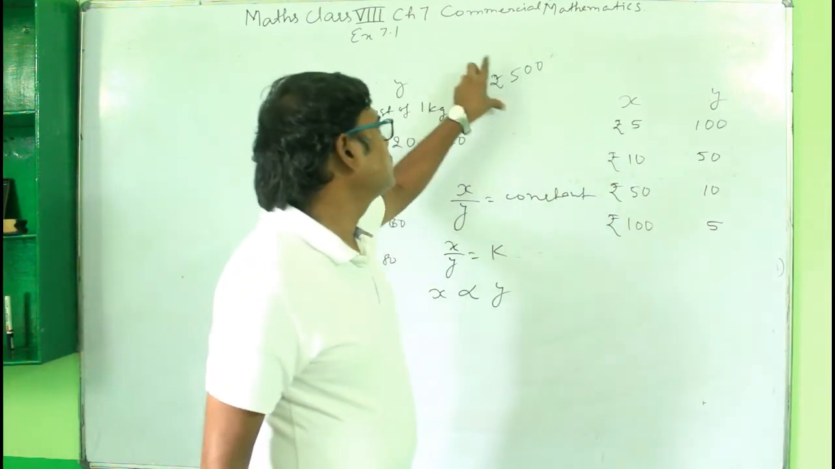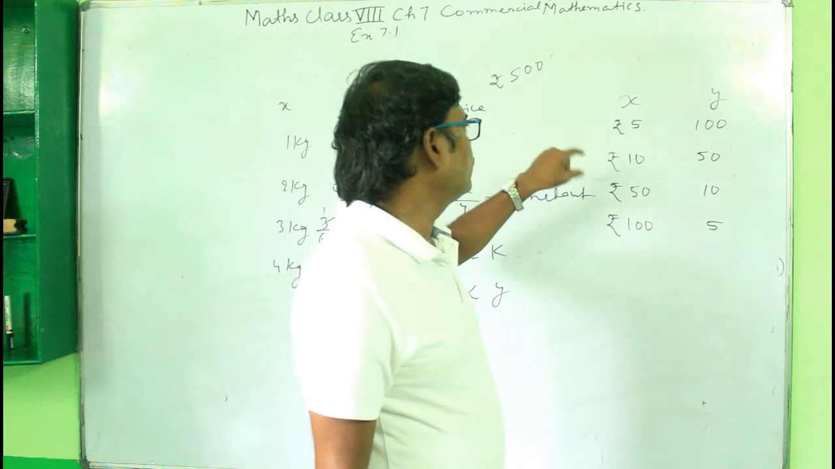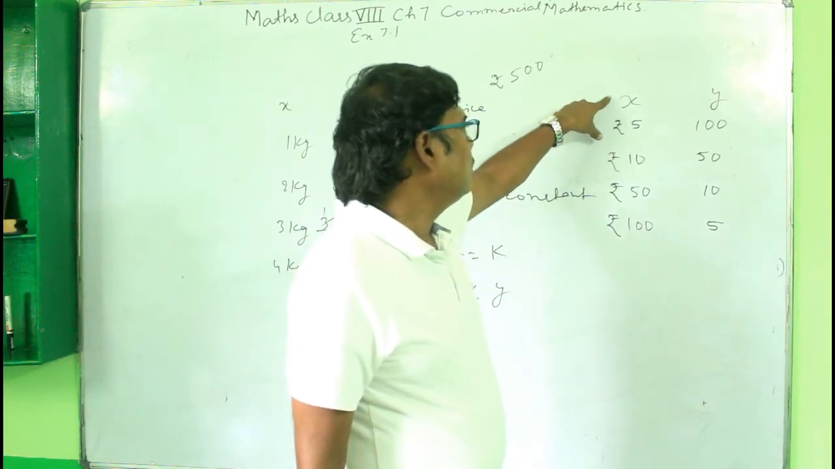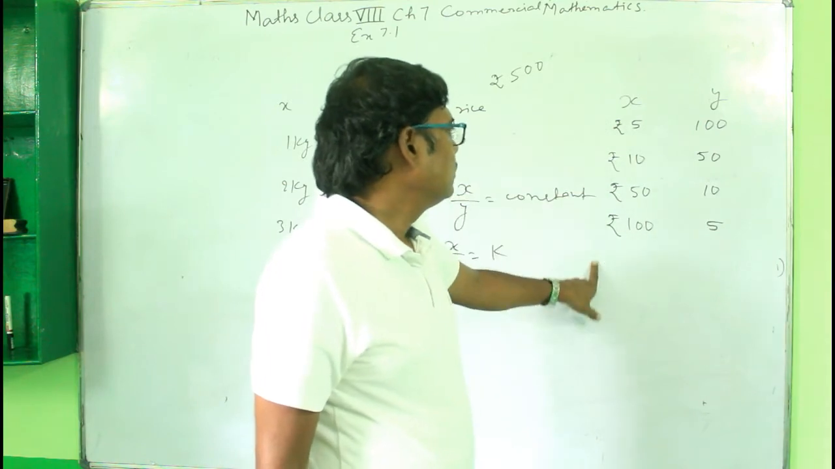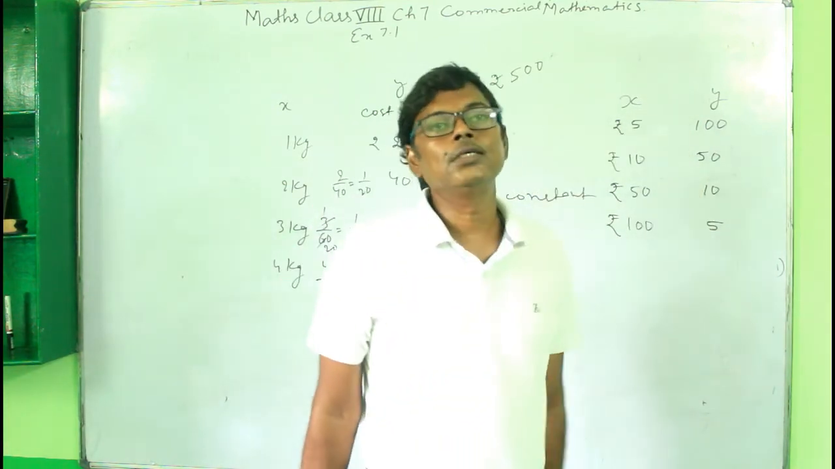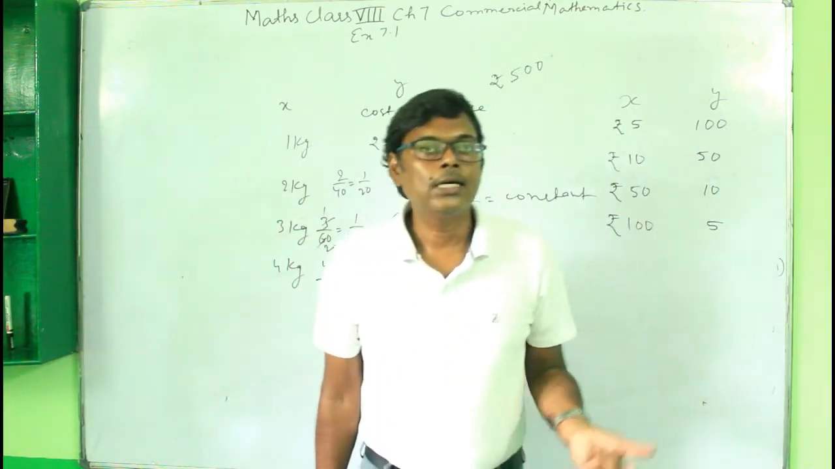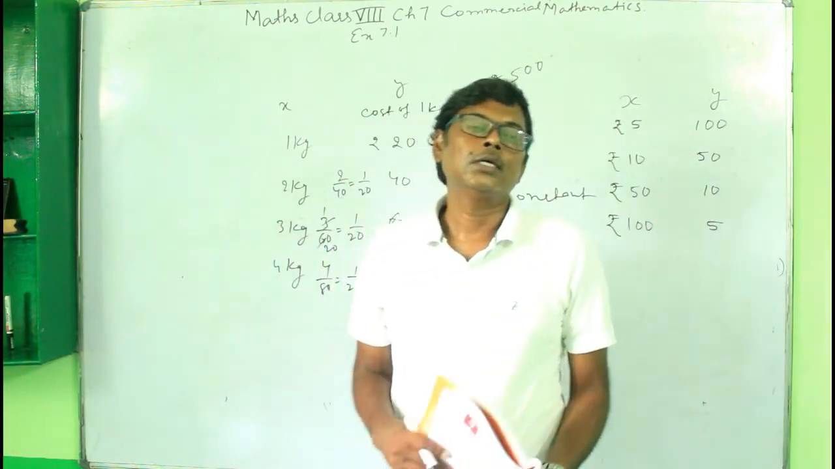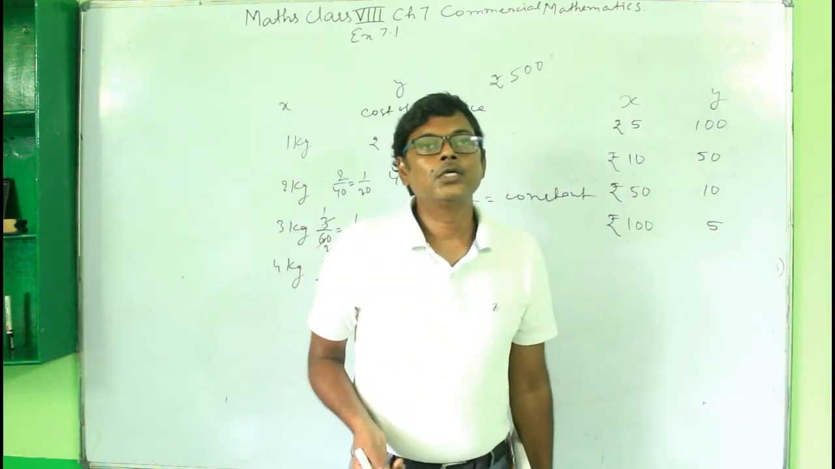If this is the example, we have many situations like this. What you see here is that as the cost of a pencil increases, the number of pencils decreases. So one quantity is increasing, then the other is decreasing in the same proportion. This kind of variation is called inverse variation.